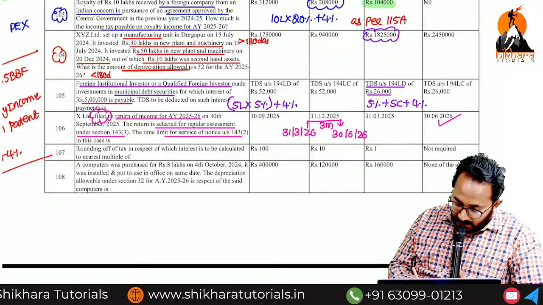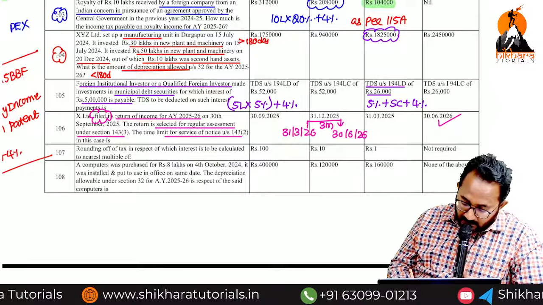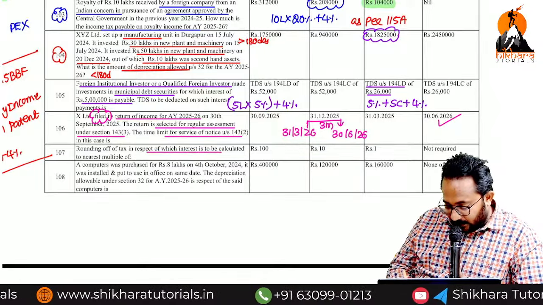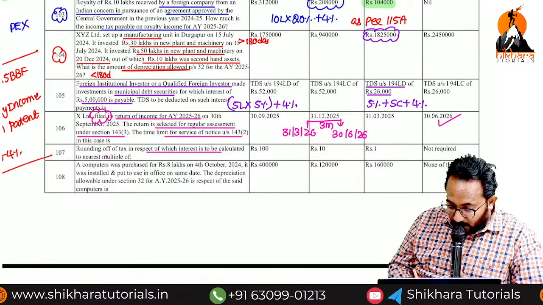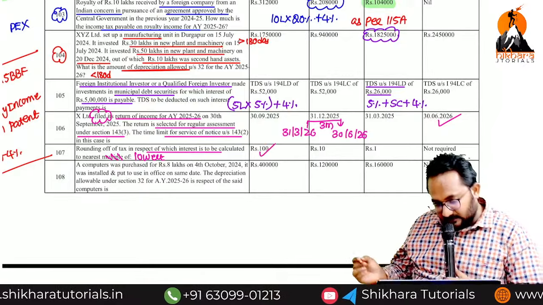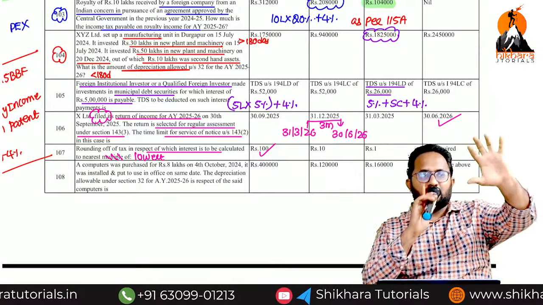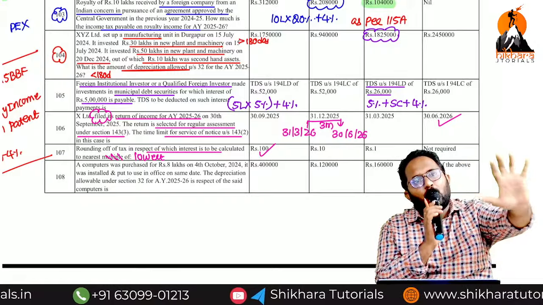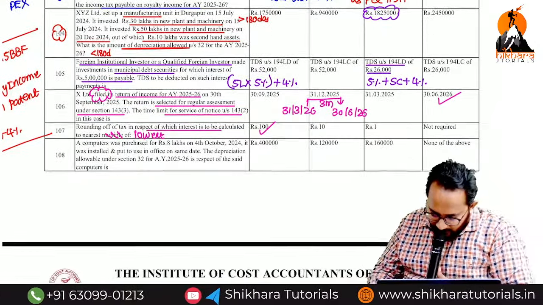Now rounding off of the tax amount for calculating the interest. Nothing but rounding off of tax in respect of which we calculate interest. That amount should be rounded off to the lowest multiple of 100. Suppose on some amount we have to calculate interest, that amount we have to round off to the lowest multiple of 100.